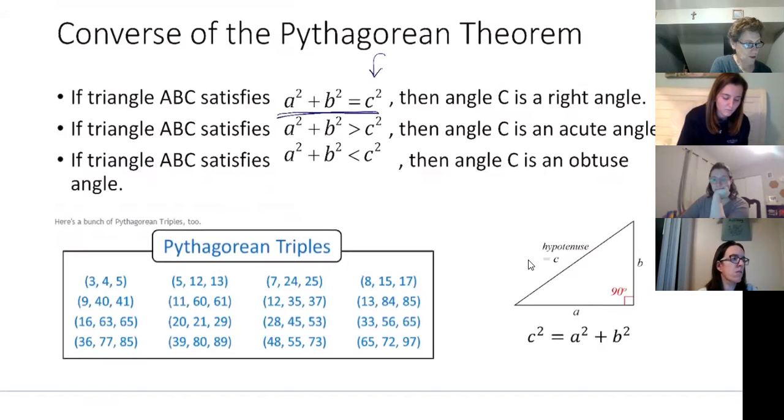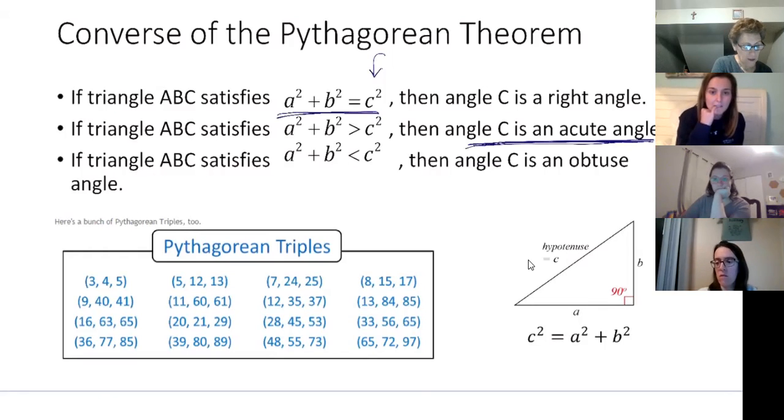So if you have a situation where the two smaller sides, each squared, is greater than the largest side squared, then you know that your angle in question, which is the biggest angle, which is the angle that you're kind of testing, is going to be an acute angle. So you have an acute triangle. If, on the other hand, you take the two smallest sides and you square each one, and you find that's less than the largest side squared, then that angle C that's across from that little side C is going to be obtuse.